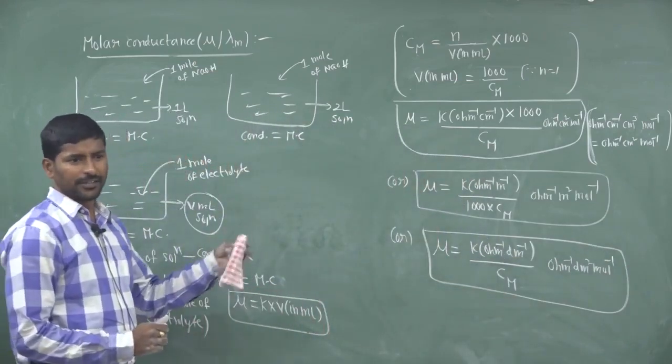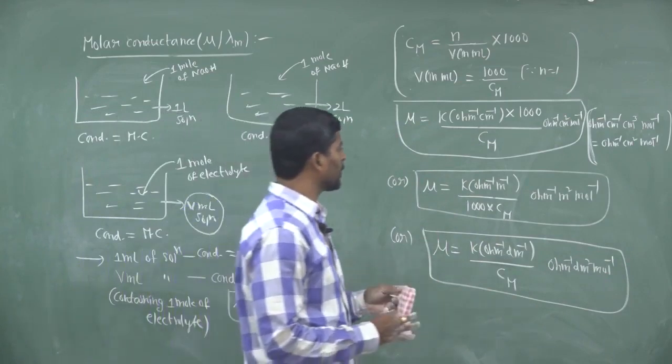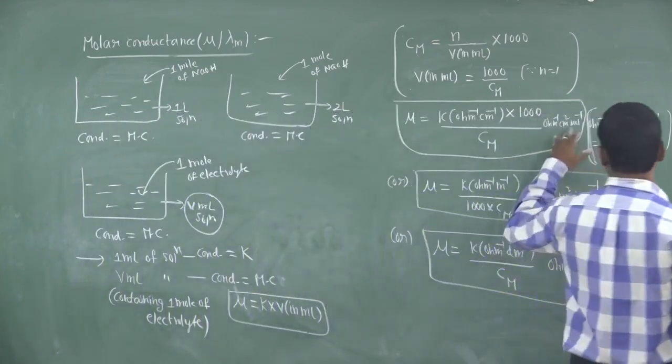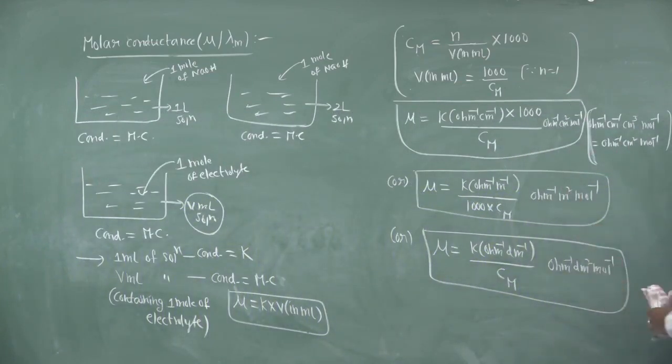So unit conversions we have to do, not required, just remember centimeters to meters, meters to decimeters, those unit conversions we have to use. Finally we get like this, and these are the various expressions for molar conductance we have.